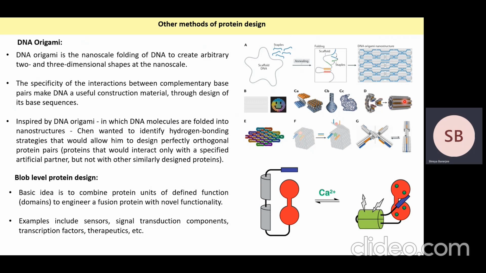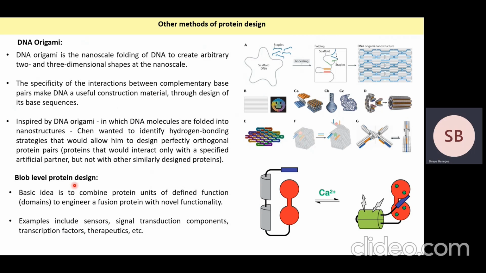So inspired by this DNA origami, Chen wanted to identify hydrogen bonding strategies that would allow him to design perfectly orthogonal protein pairs. That is, proteins that would interact with a specific partner only and not with other proteins. So this concept of protein design using the idea of DNA origami is still pretty new, but it has potential because DNA origami has given quite good results.